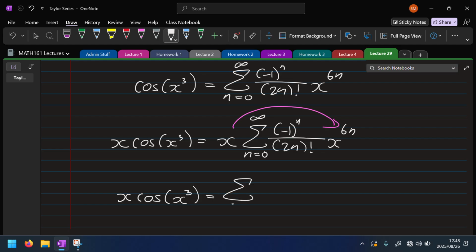Okay, so that will be the sum. N goes from 0 to infinity, minus 1 to the n, over 2n factorial. And again, the x multiplies into the x to the 6n, so it will be x to the 6n plus 1.